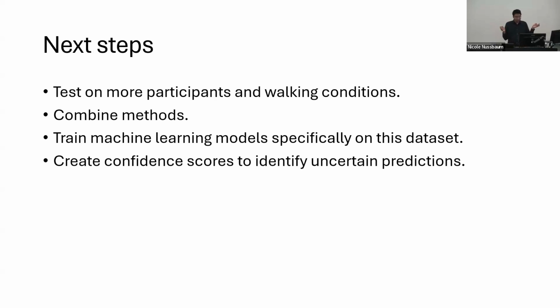Our next steps are to test more participants in more walking conditions and combine methods. Zeni performed well, Jasiewicz performed well, but maybe we could combine the two so we'd have an even better method. We could also try training a machine learning model if we had more data. And we could finally create confidence scores to identify predictions that are uncertain so that they can be given more scrutiny, perhaps for further manual annotation.